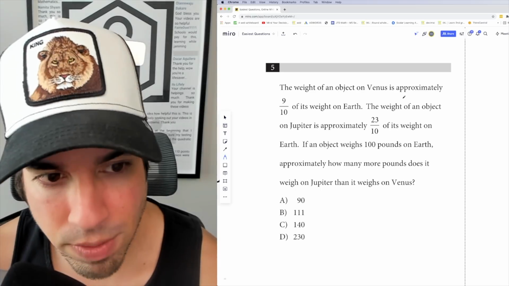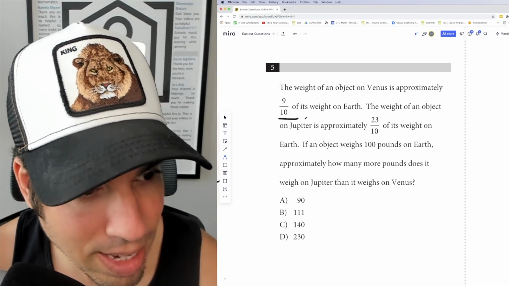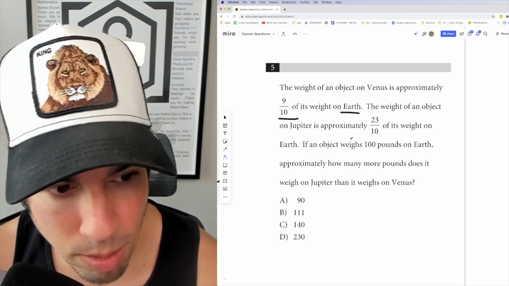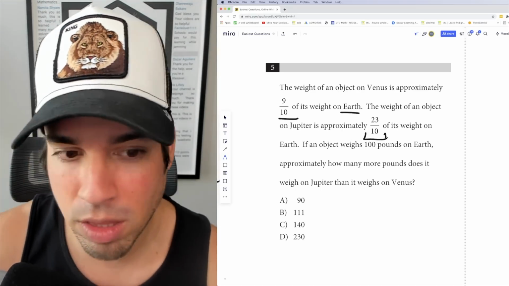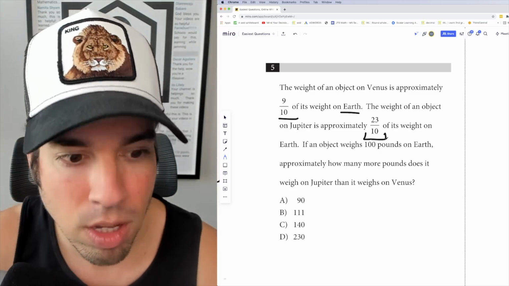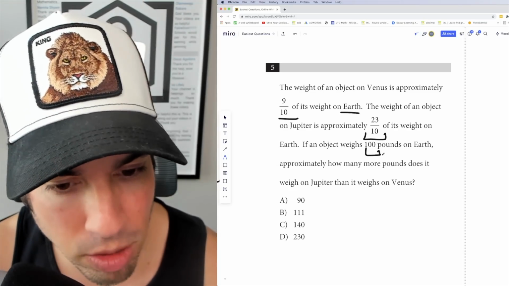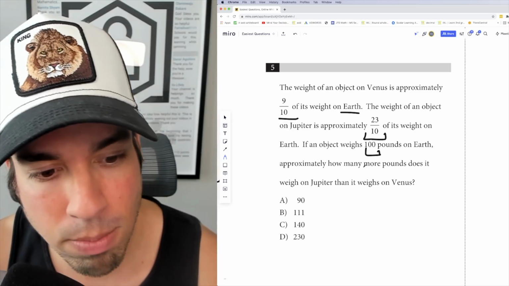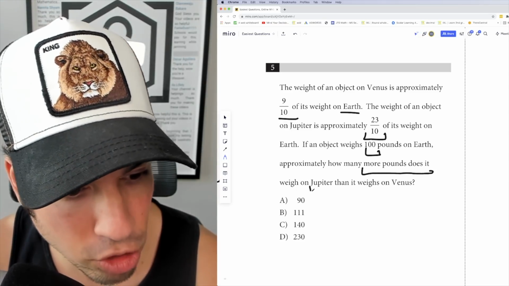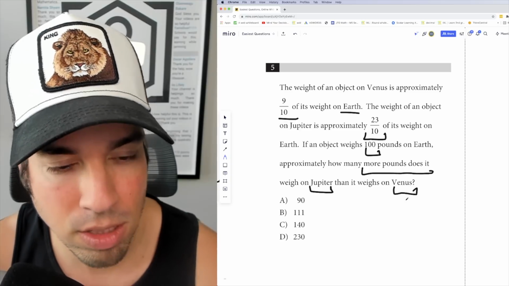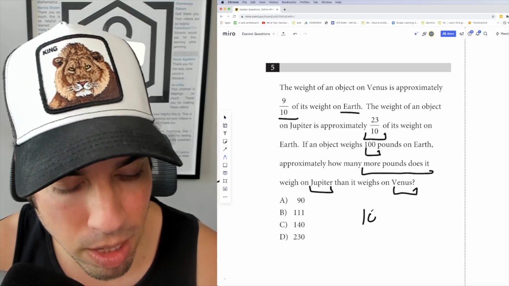That's it. The weight of an object on Venus is approximately 9/10 of its weight on Earth. The weight of an object on Jupiter is approximately 23/10 of its weight on Earth. If an object weighs 100 pounds on Earth, approximately how many more pounds does it weigh on Jupiter than it weighs on Venus? Okay, so I know it's 100 pounds on Earth.